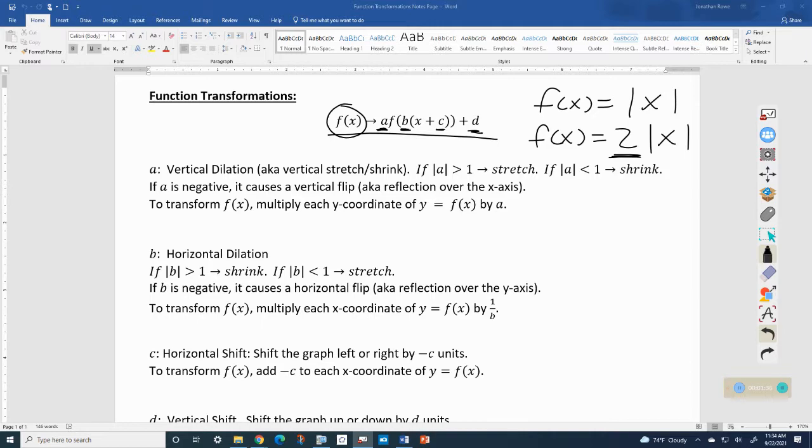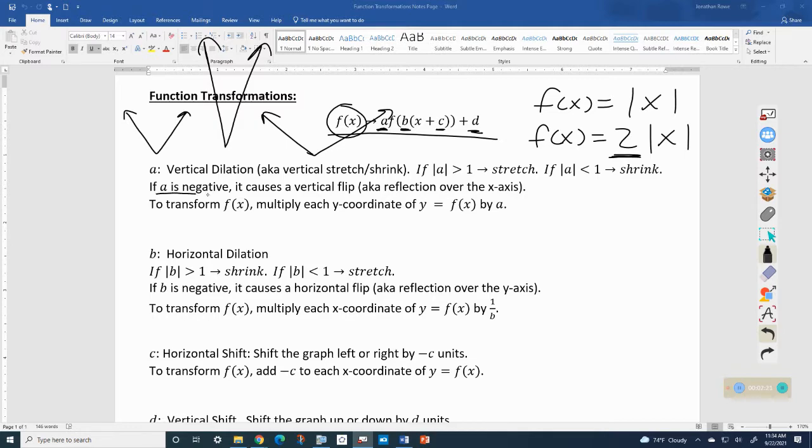So if the normal absolute value is like that, then if the absolute value of A is greater than 1, so here like 2 or 3 or 100, then you have a vertical stretch. It's going to stretch vertically, so it's going to get taller quicker. It's going to be taller and skinnier. If the absolute value of A is less than 1, so if this was a 0.9 or 1/2 or anything like that, then you're going to have a shrink. So it's going to make it vertically go up slower. So it's going to be like this. So it's going to be shorter and wider in that case.